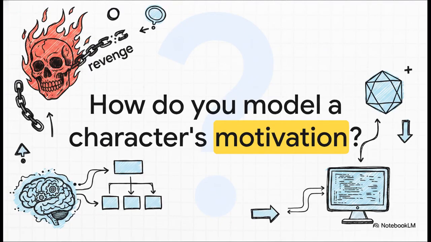And yeah, that's the million-dollar question, isn't it? How on earth do you take something so abstract like Hamlet's burning desire for revenge and turn it into a variable a computer can actually understand? Well, the answer is in breaking it down into a few core, simple ideas.